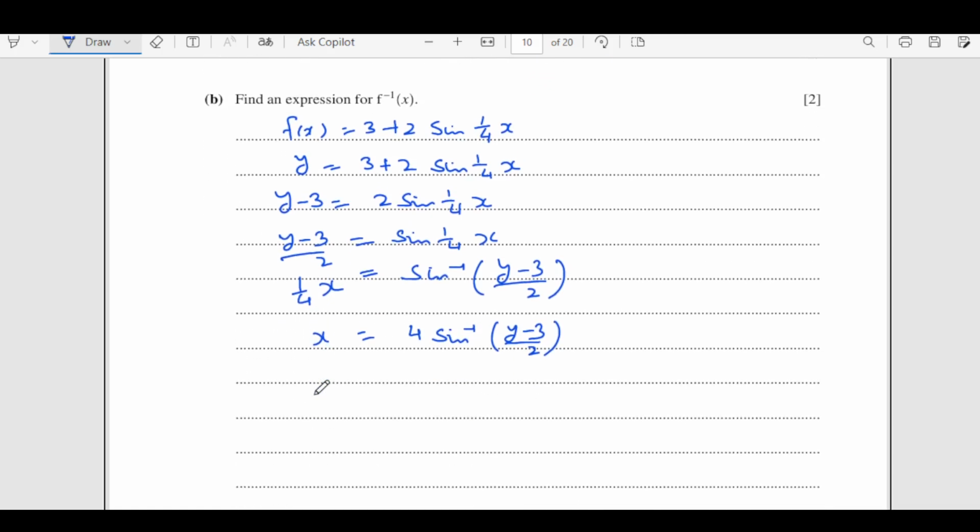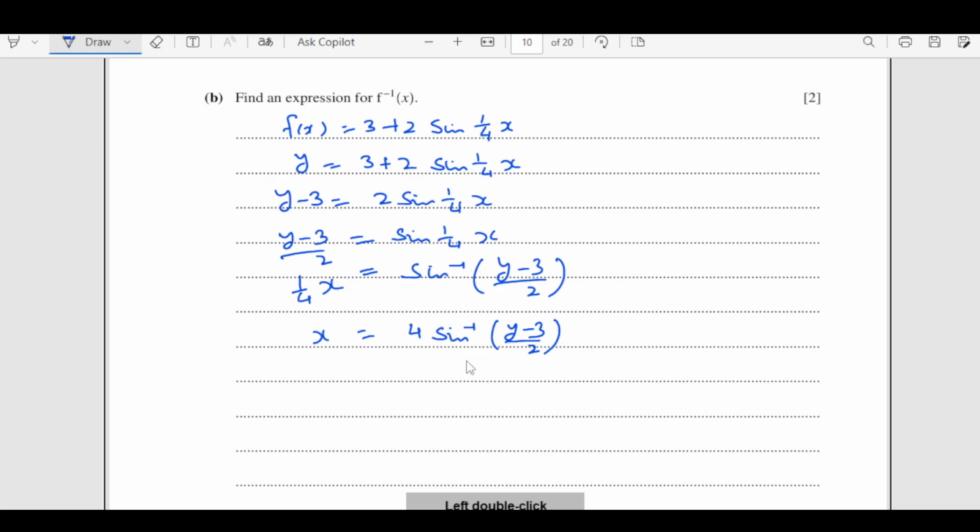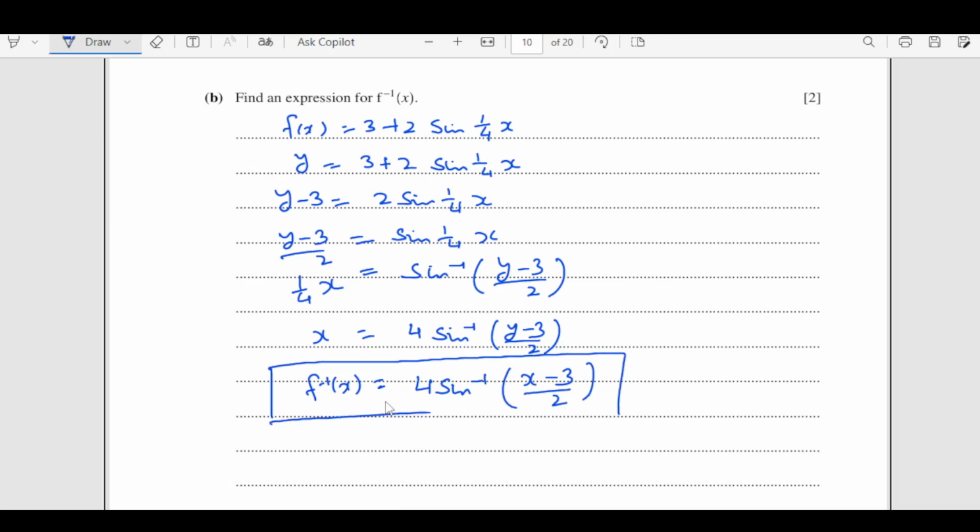So then we will have here f inverse x. Now f inverse x, just change right hand side, x minus 3 over 2. So this is your final answer of f inverse x, right?